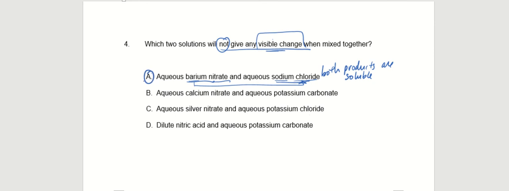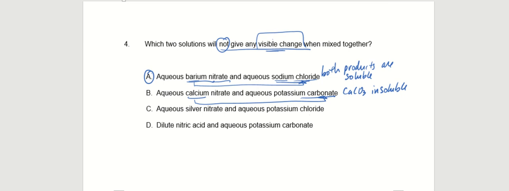So A is already your answer. But let's take a look and see whether we're correct. Okay, the rest must produce a visible change then. So let's take a look at B. If we switch the ions between calcium nitrate and potassium carbonate, we get calcium carbonate, which we know is insoluble. So we will get a precipitate.